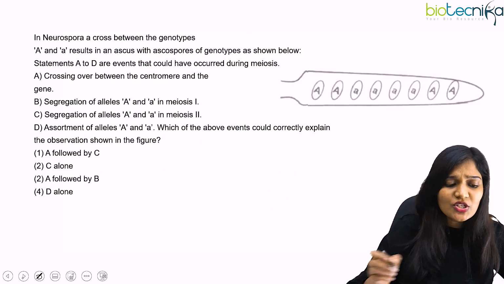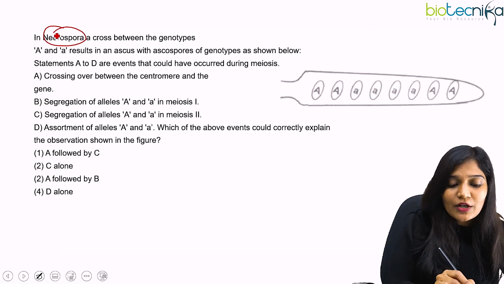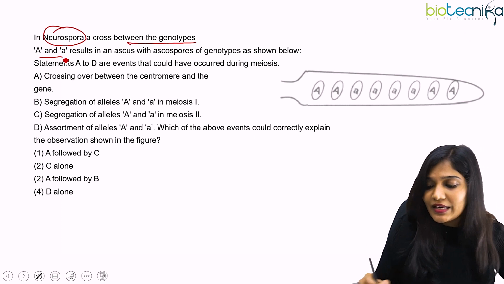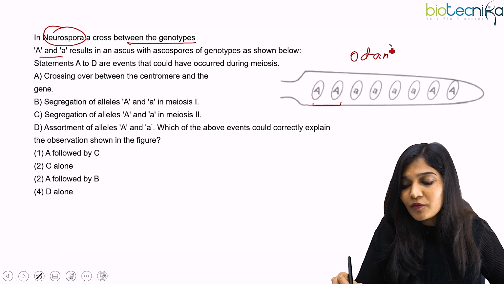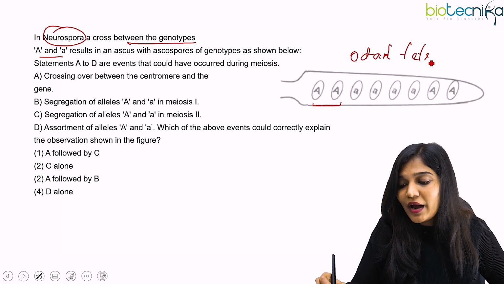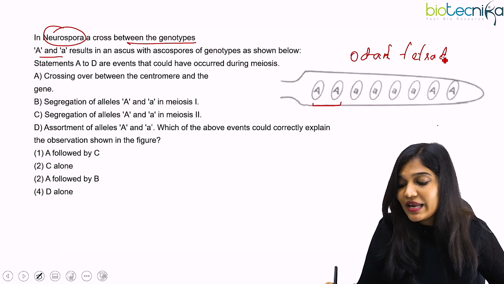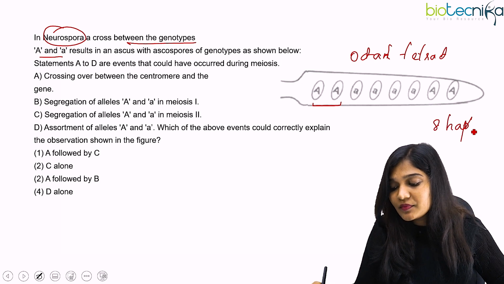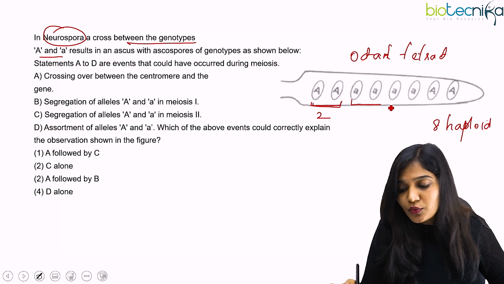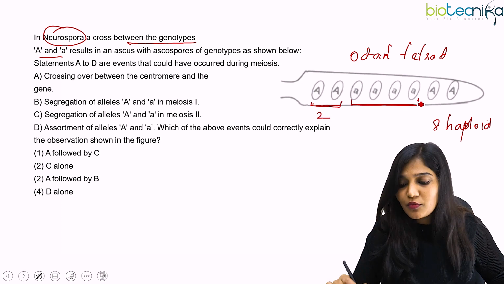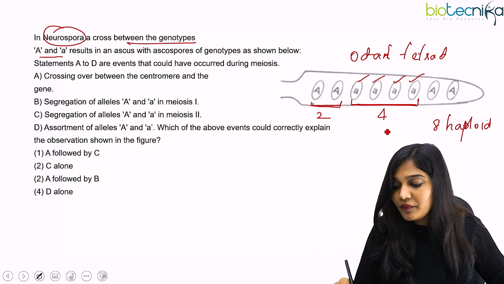Let's do the second question. In Neurospora, a cross between genotype A and a is there. You can see, first check: this is an octad, not a tetrad. So you have to see how many haploid cells there are. There are 8 haploid cells, all haploid. And 2 of them are there, 4 of them are small a, and small a, 4 and 2.